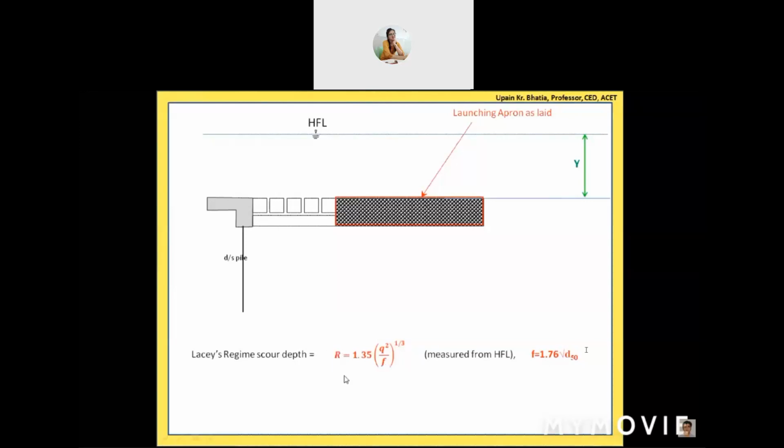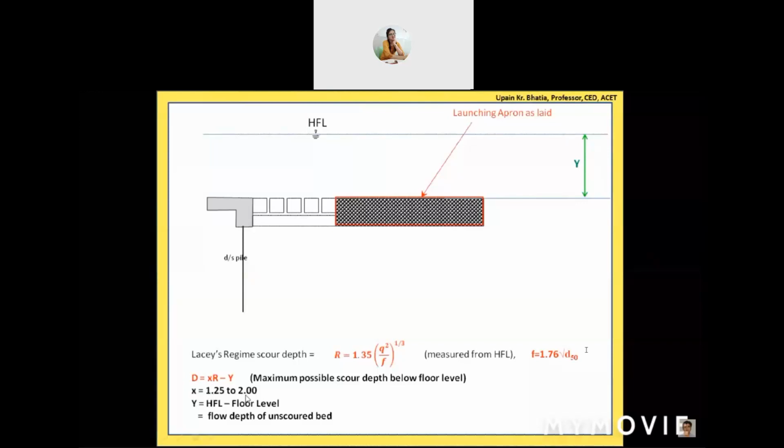So we will work out the value of R. This is the value which is suggested by Lacey, but we have to multiply this value of R by some safety factor. So that safety factor X ranges from 1.25 to 2. Okay, so 1.25 to 2. How this factor varies from 1.25 to 2: for different situations, different values of X are recommended. In the sequence slide, we'll be discussing that also. So X times R is the total scour depth below HFL.